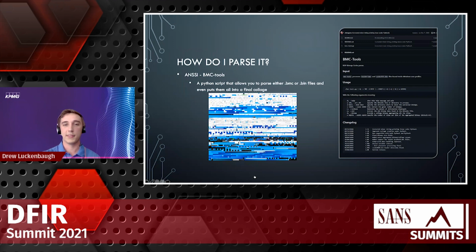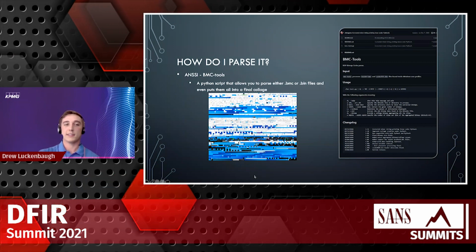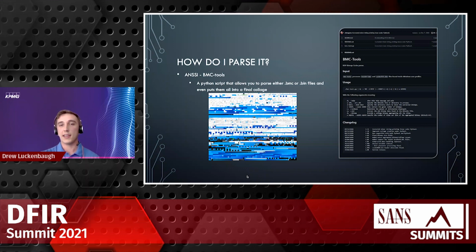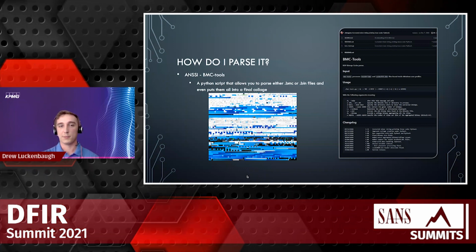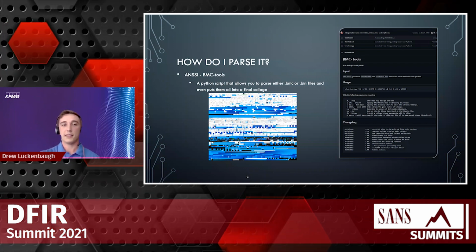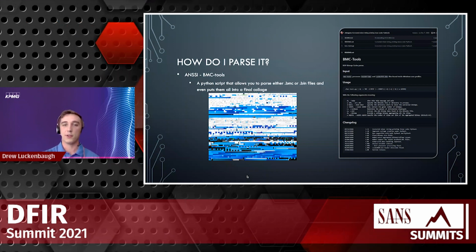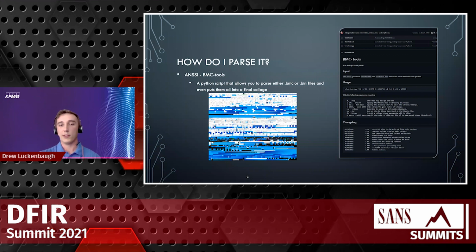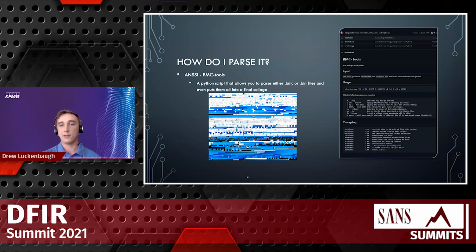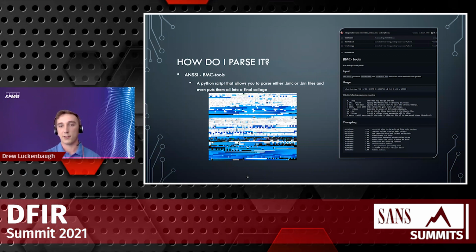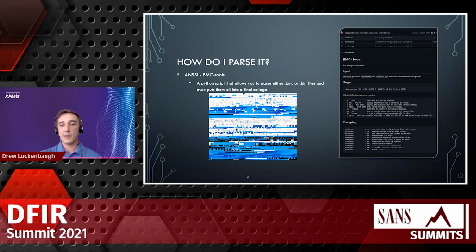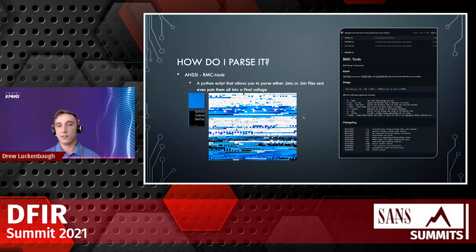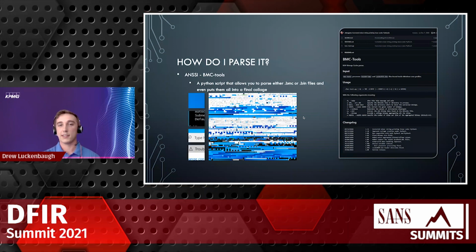So let's discuss how to parse this artifact. Now, the best way is to use ANSSI's BMC tool script on GitHub. This Python script parses both the older BMC files and the newer bin files. And when you're done, it even allows for the option of putting them all together into one of these final collages you can see here. But in addition to that, it'll also give you a folder full of all these small bitmap images like this.